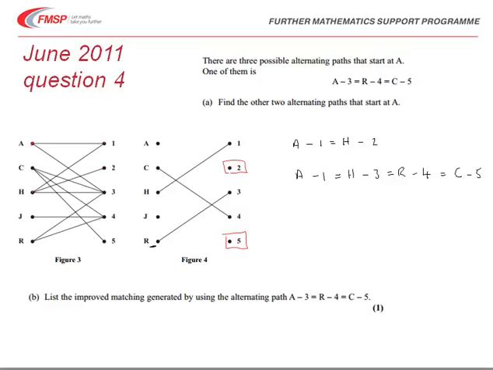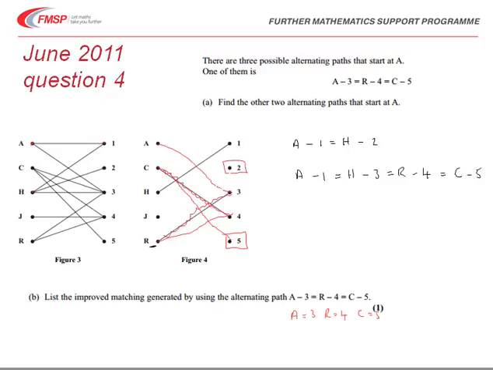In part B of the question, we're asked to look at the improved matching generated by A to 3 to R to 4 to C to 5. So let's change the state of that. A becomes matched to 3, R will become matched to 4, and C will become matched to 5. So that's A to 3, R to 4, and not that one there, and C is matched to 5, and not that one there.